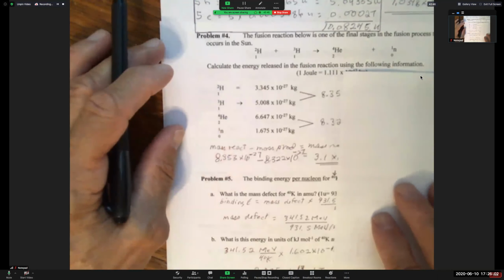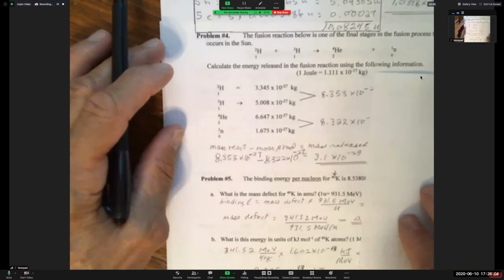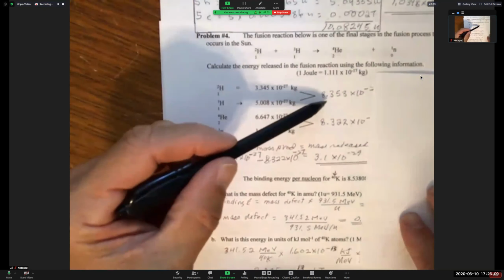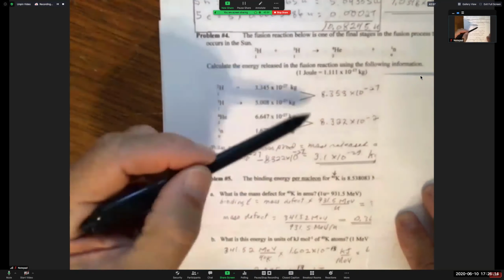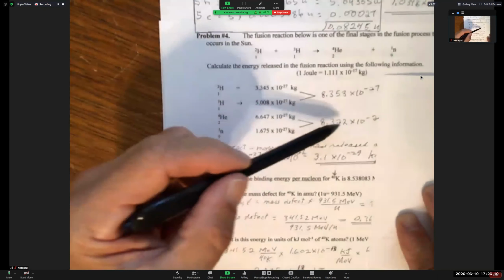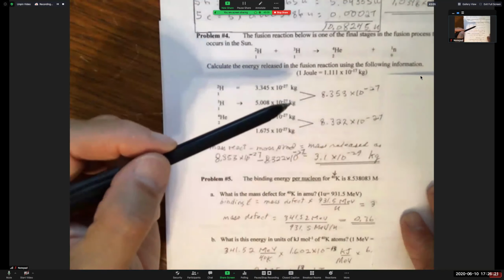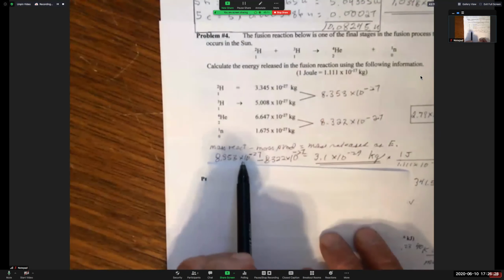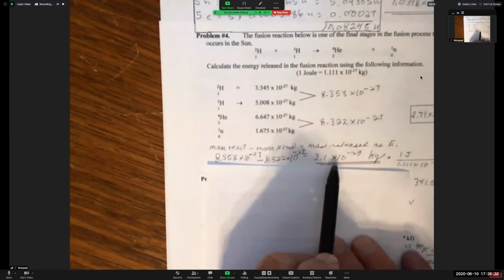So I put a little arrow here to show the combined mass of the reactants is 8.353 times 10 to the minus 27. I did that right, I hope. And the combined masses of the products is 8.322 times 10 to the negative 27. The difference between those, down here, is the mass of the reactants minus the mass of the products, which is the mass released as energy. That's 3.1 times 10 to the minus 29 kilograms.